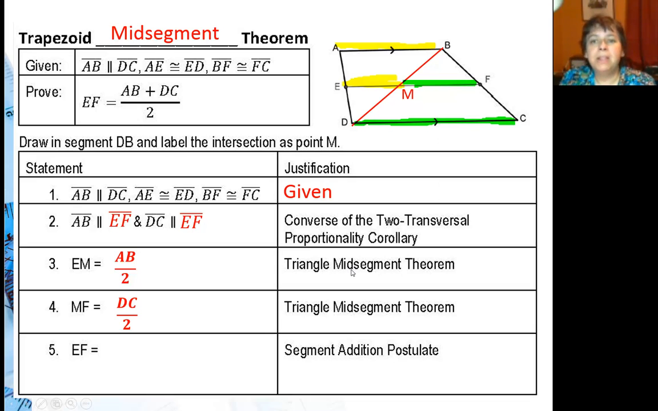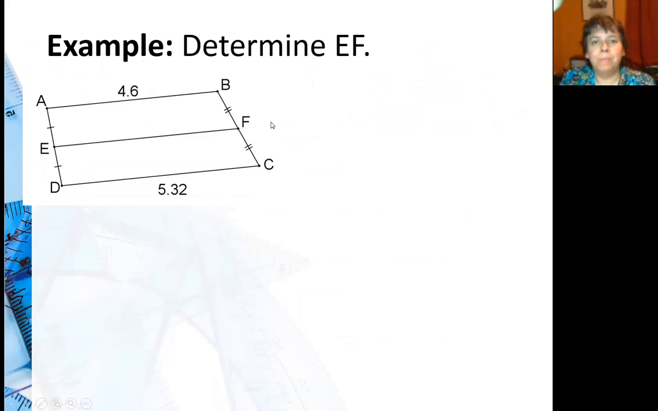Okay, then using the segment addition postulate, that this yellow piece plus that green piece is EF, I can say AB over 2 plus DC over 2 is EF, which actually turns into that formula right there: one base plus the other base, divided by 2. Now we're going to go ahead and apply the midsegment theorem. So I'm going to write it down. The midsegment, you add both bases and divide by 2.